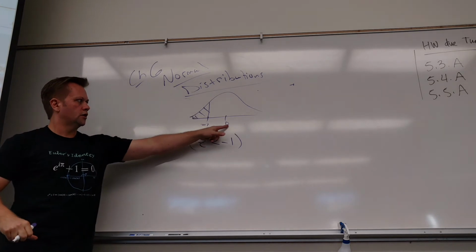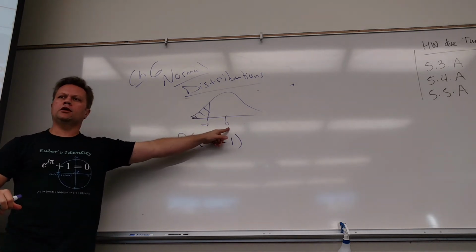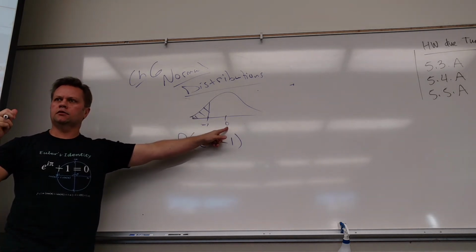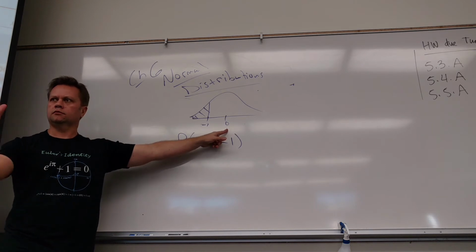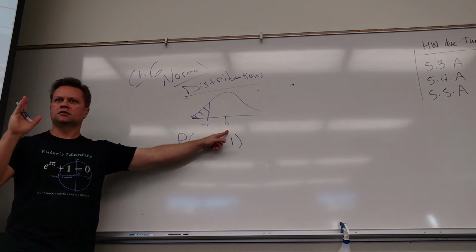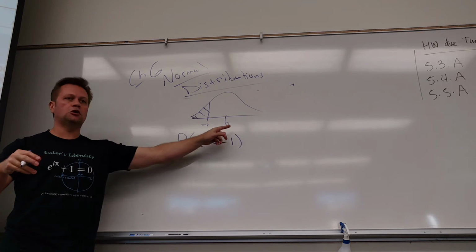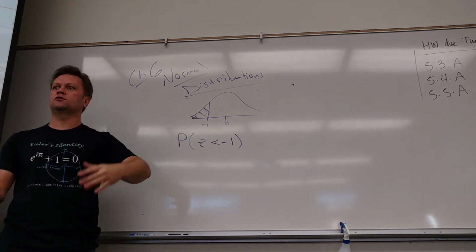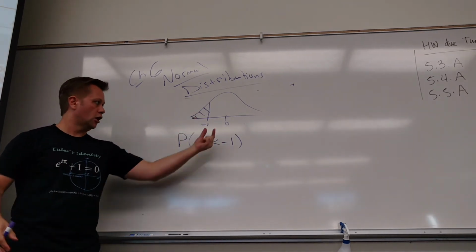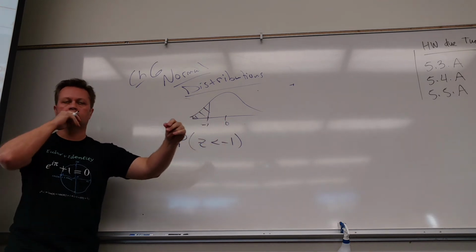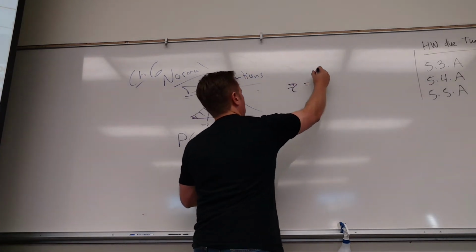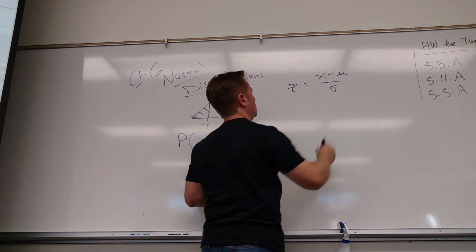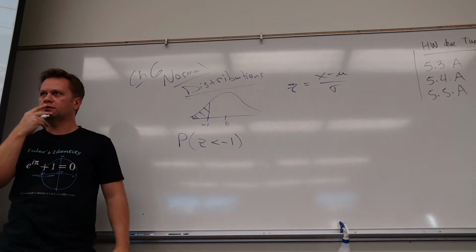Why is that 0 there? Because this represents, right in the middle, the mean. And why is it 0? Because the z-score is the number of standard deviations away from the mean. So the mean will always become 0 for a z-score. So let's remember this. We're going to use that formula here very soon.